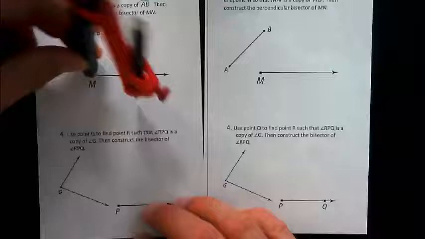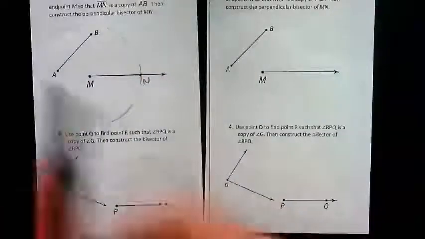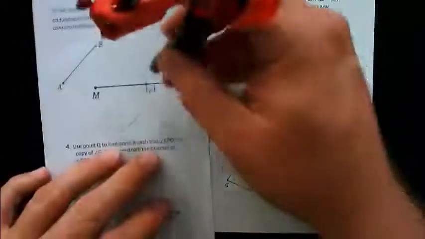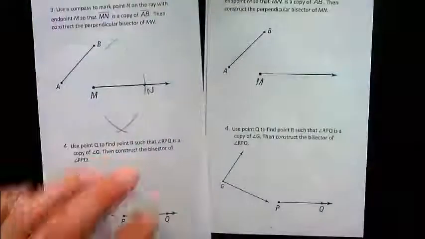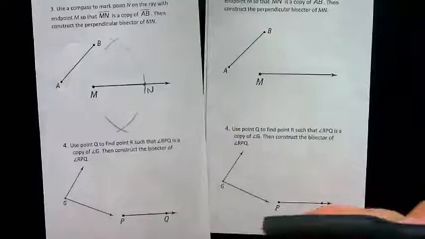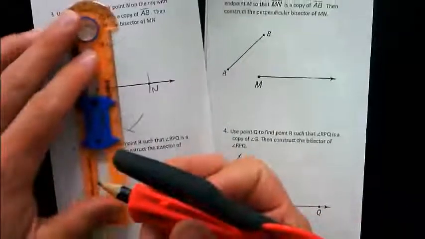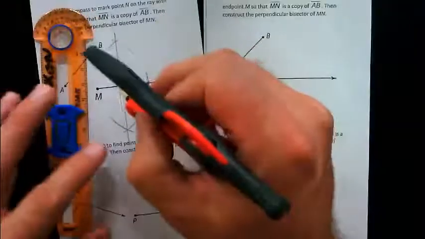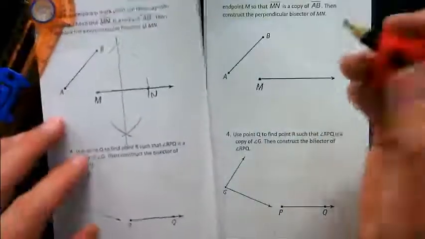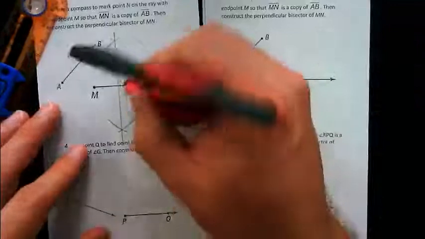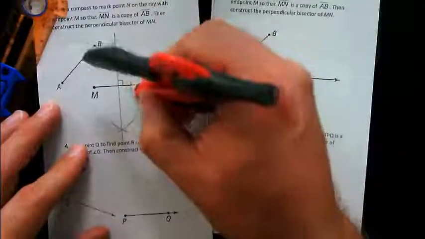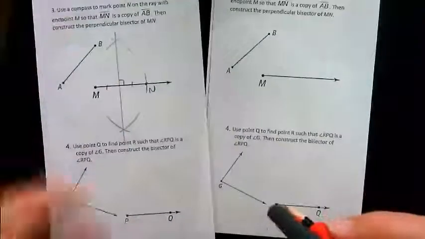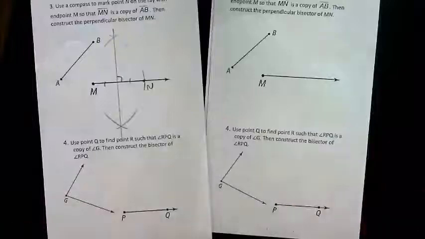Swing it above, swing it below, go over to N, do the same thing, above, below. You find 2 points of intersection. Both of those points must be on our perpendicular bisector. Line it up, draw it. That's all you have to do. If you want to mark it so that you're showing that it's a perpendicular bisector, you can put the little mark for perpendicular, and you can put the marks for those two segments being congruent, and that's it.